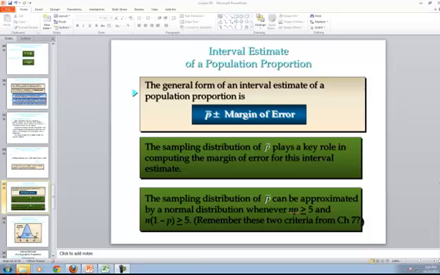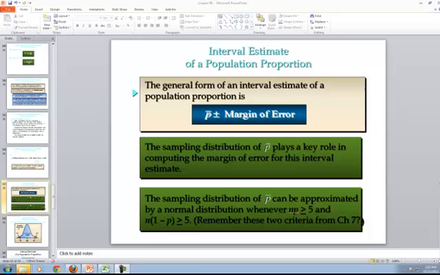When constructing interval estimates for a population proportion, the general form is pretty similar to constructing interval estimates for a population mean. That is, the sample proportion p bar plus or minus some margin of error will be consistent with us being some percent confident that the true proportion will be within that interval.